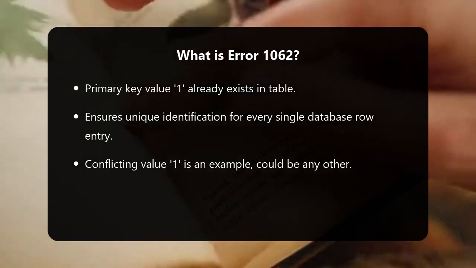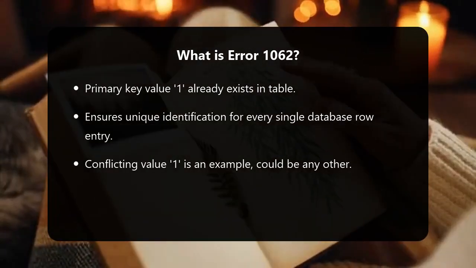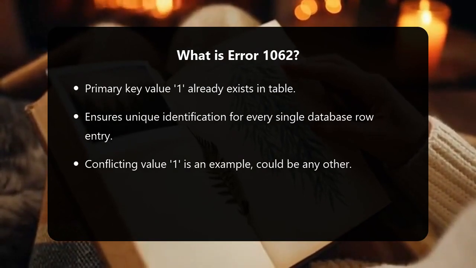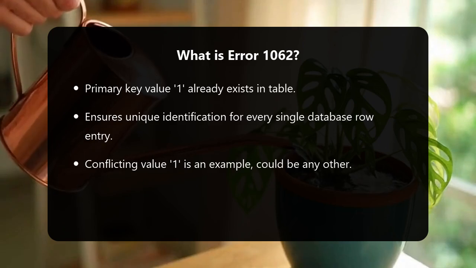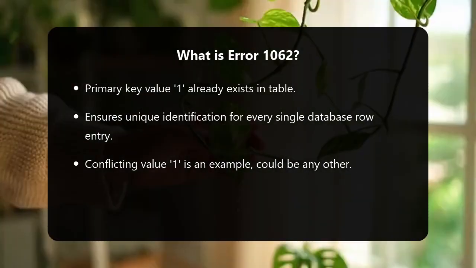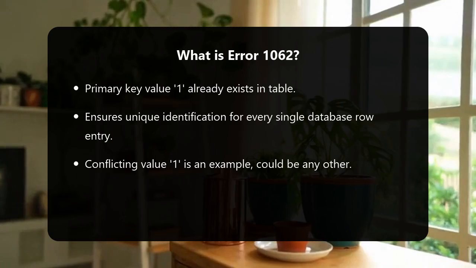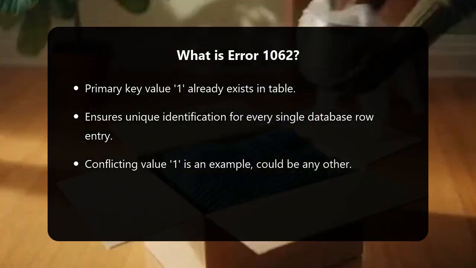While the error message specifies 1, this value is merely an example of the conflicting entry. It could be any number or string depending on your primary key's data type and the specific value causing the conflict. Understanding this error is crucial for maintaining a healthy and functional database. There are several common scenarios that lead to this error.